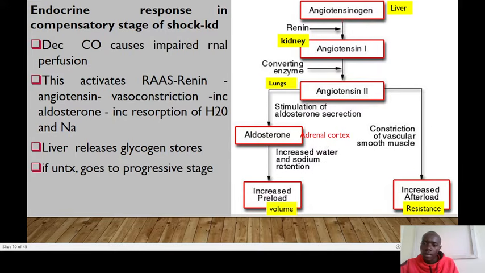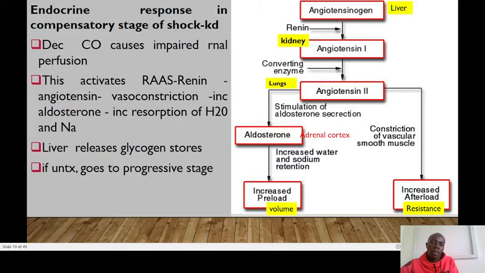The third response is the endocrine response of compensatory shock, and in this one we are going to talk majorly about the kidney. Remember, the decreased cardiac output is going to cause impaired renal perfusion. This will be picked up by the juxtaglomerular apparatus, and this will activate the RAS system. So renin will be secreted from the juxtaglomerular apparatus, which is going to help in conversion of the angiotensinogen produced from the liver into angiotensin 1. Angiotensin 1 is a weak vasoconstrictor.